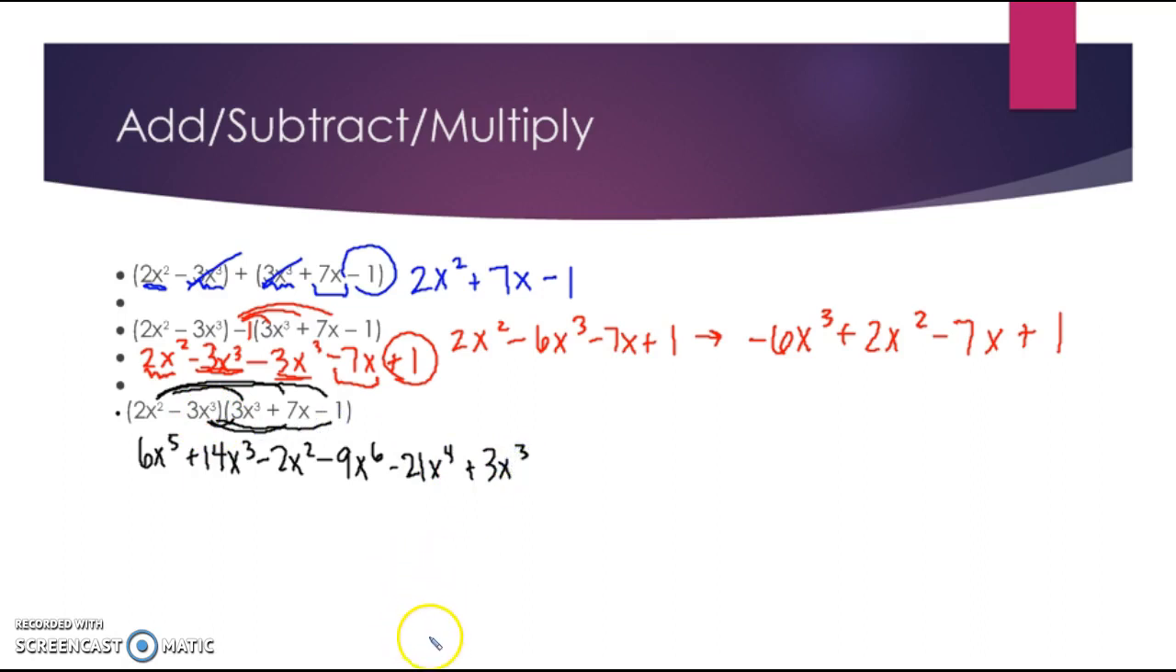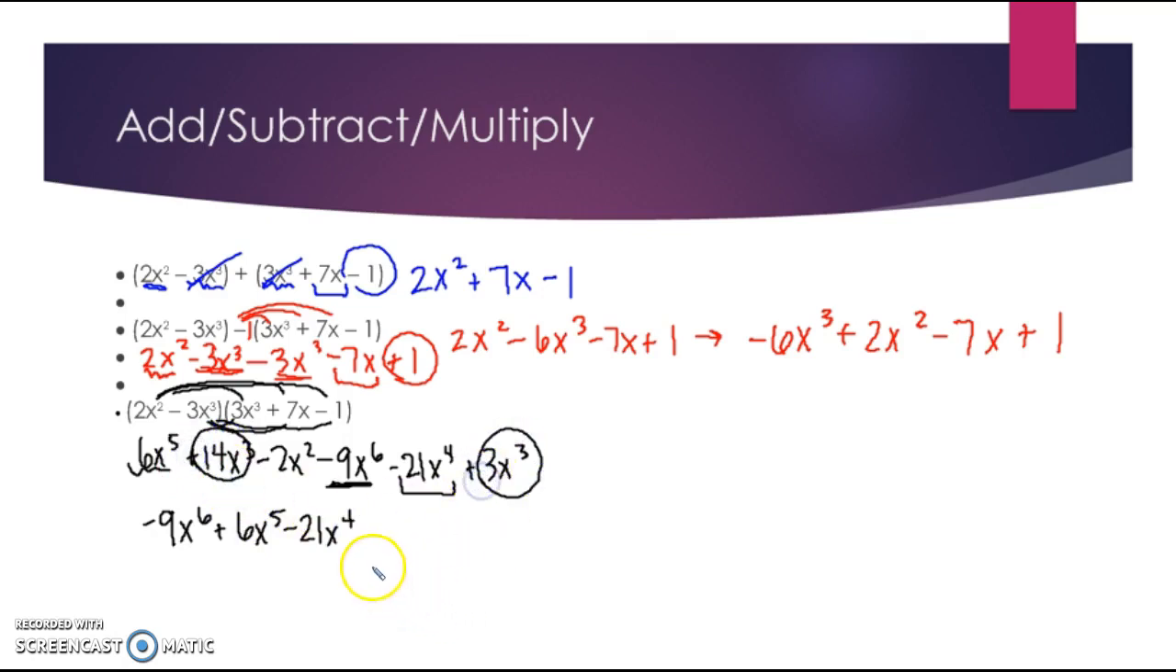Now I'm going to combine any like terms and write it in standard form. I'm going to start with my biggest exponent, which is this 9x to the 6th. It's a negative 9x to the 6th. Nothing goes with it, so I'm just going to bring it down. Then I go to the 5. I don't have any other 5, so 6x to the 5th. Then I go to the 4. I don't have anything else to the 4, so bring down the negative 21x to the 4th. Then I do have 2 x cubeds. I got a 14 and a 3 to give me 17x cubed. And then I've got a negative 2x squared by itself, so we'll bring that one down. So this long polynomial becomes my answer.